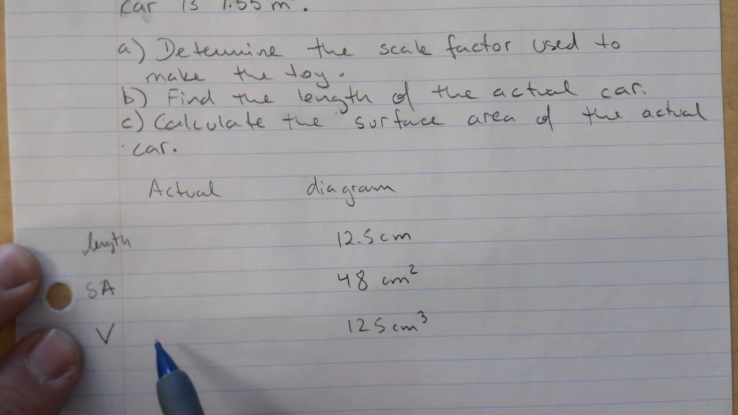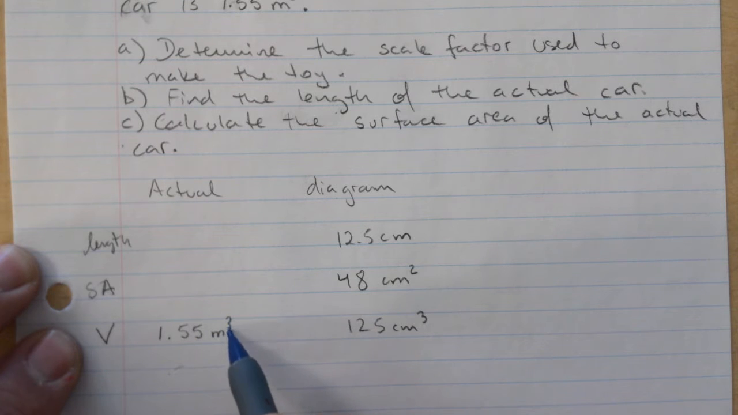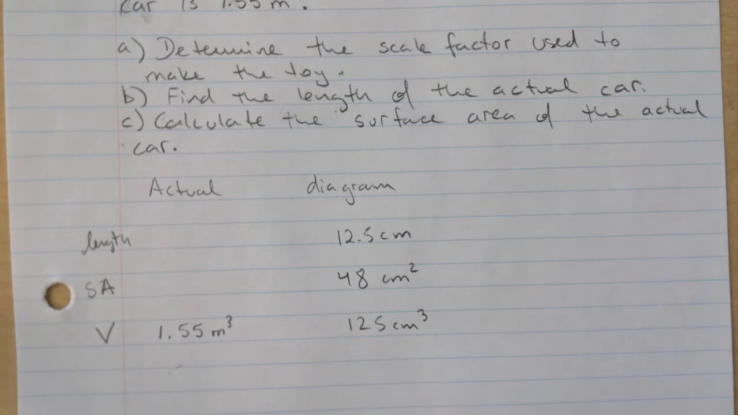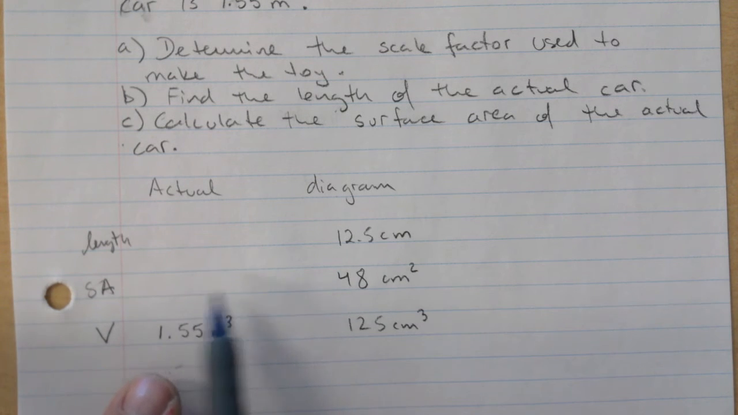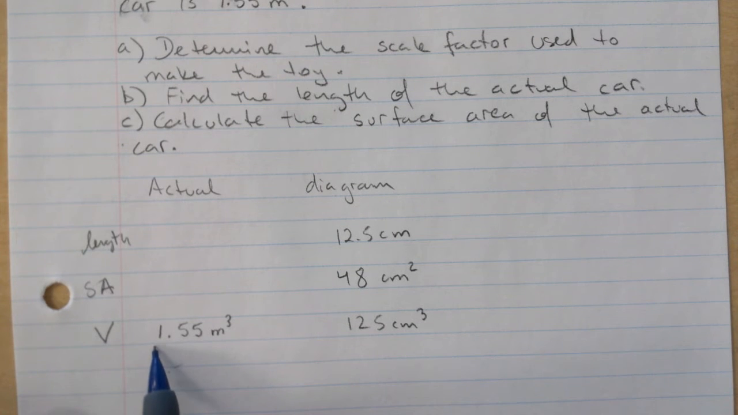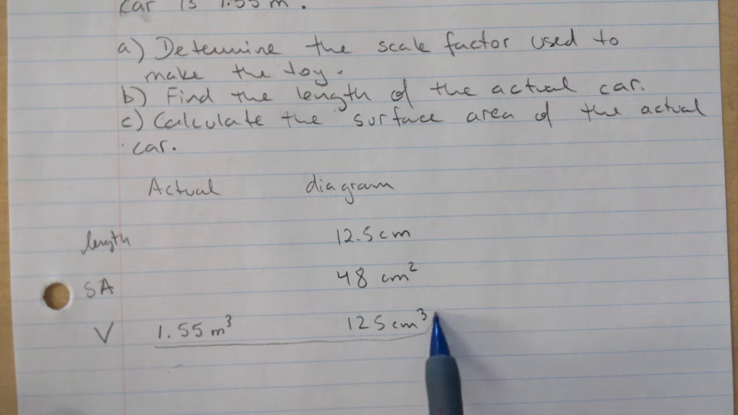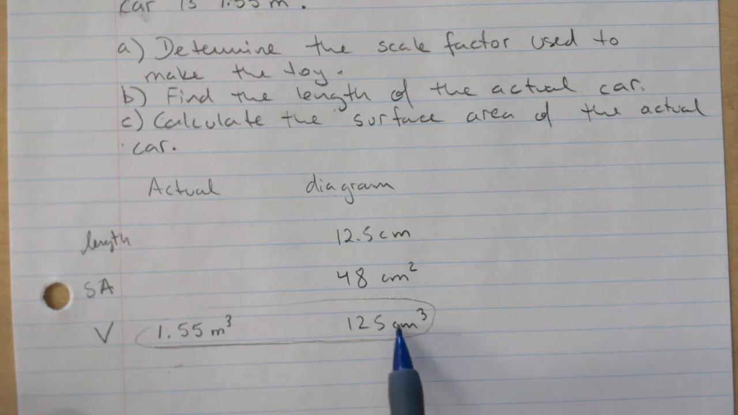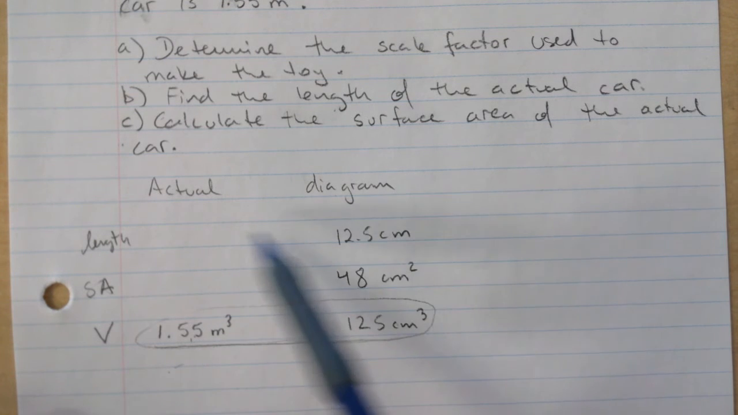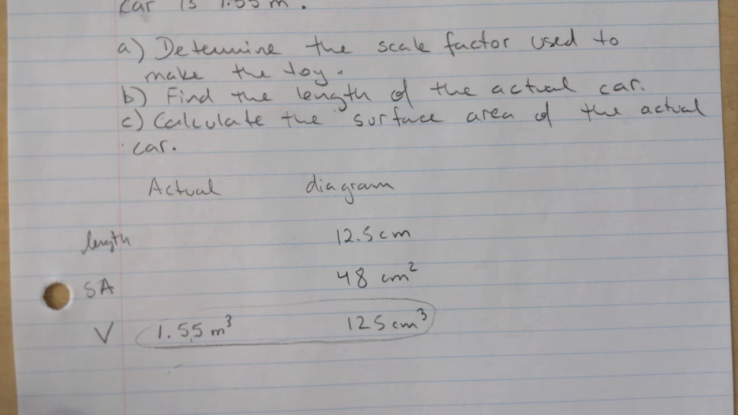And I know the volume of the actual, which is 1.55 cubic meters. Okay? And all of that, right? I have my blank here, blank there. So if this were a table, this is kind of what it would look like. And this is what I'm going to focus on. Because if I have both volumes, I can find a scale factor because I need my scale factor to go from one to the other. There's no other way to do that.